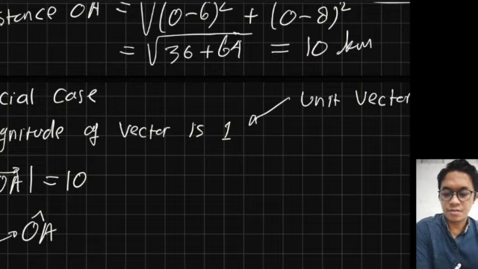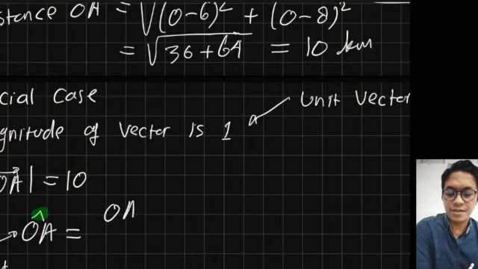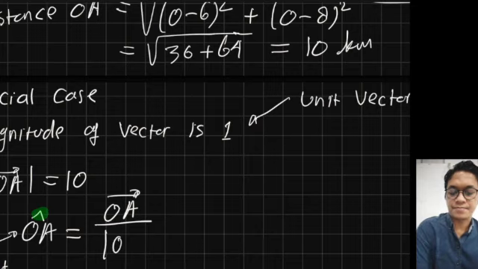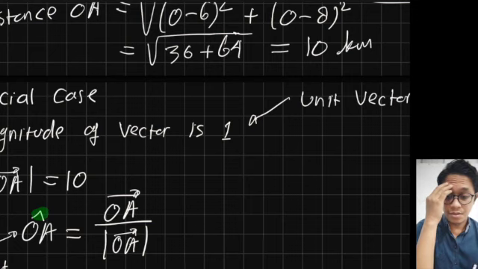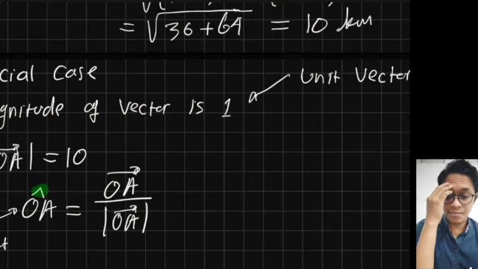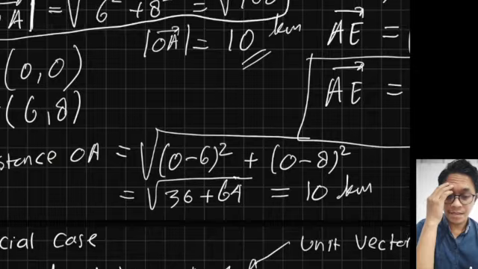The small thing here is called hat. OA hat is equal to the vector itself divided by the magnitude of that vector. Which will give you OA. What is OA again? 6, 8.